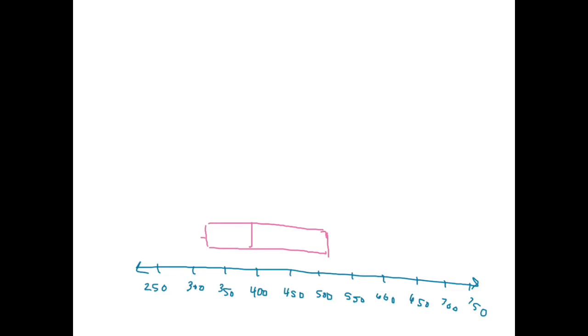So I start at the box and go down to 250. And then start at the box and go up to 730, which isn't quite to the top of my number line. So now I have my minimum, first quartile, median, third quartile, and maximum.